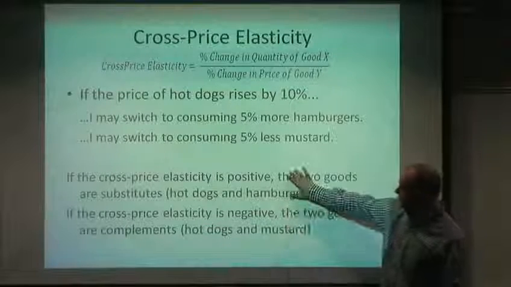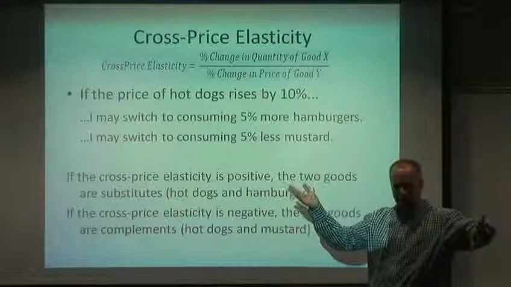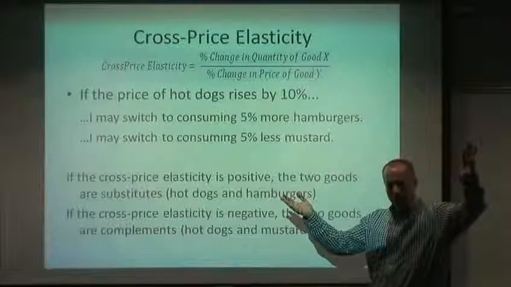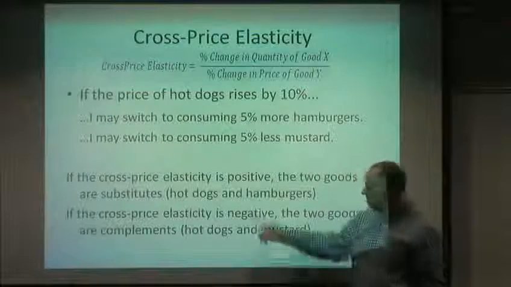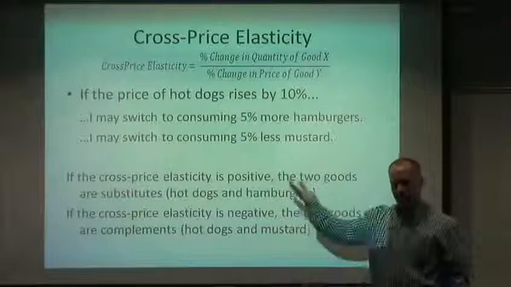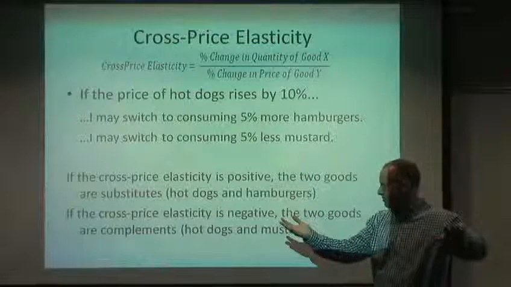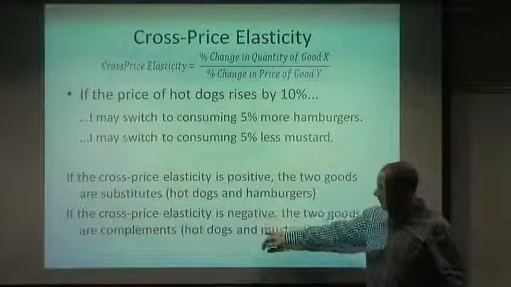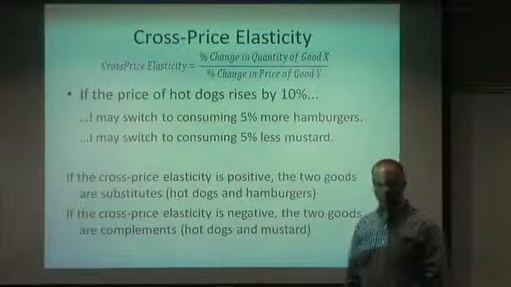And in this case, hot dogs and mustard are what's known as complements. So if the cross-price elasticity is positive, I raise the price of one thing and people switch to something else, pushing up demand for the second good, these two goods are substitutes. If the cross-price elasticity is negative, I raise the price of this good so people buy less of the complementary good, in this case mustard, then we have a negative relationship between those two things. And these two goods are complements.